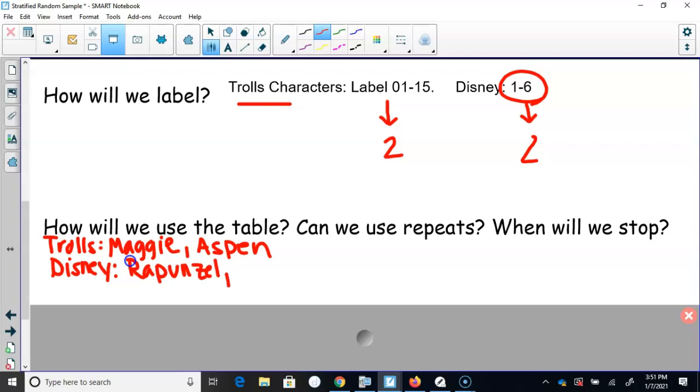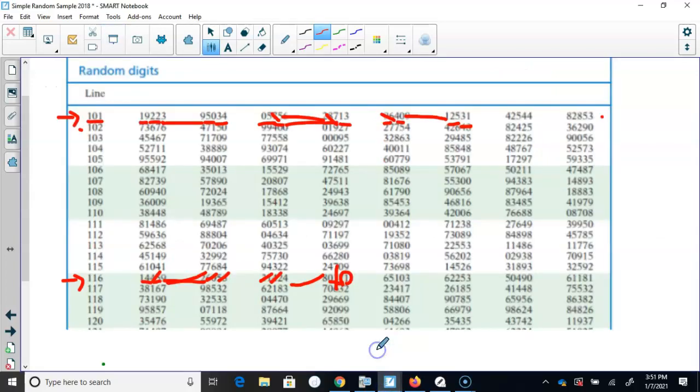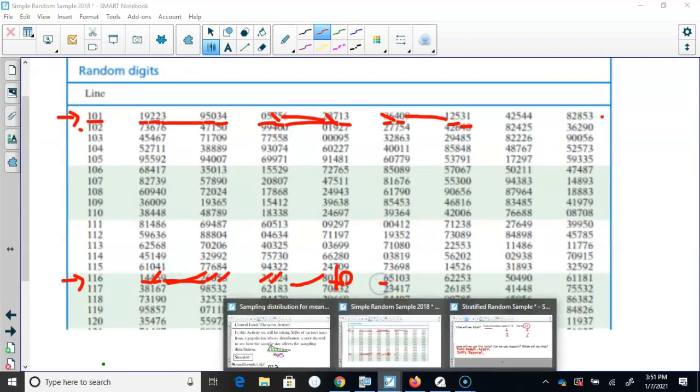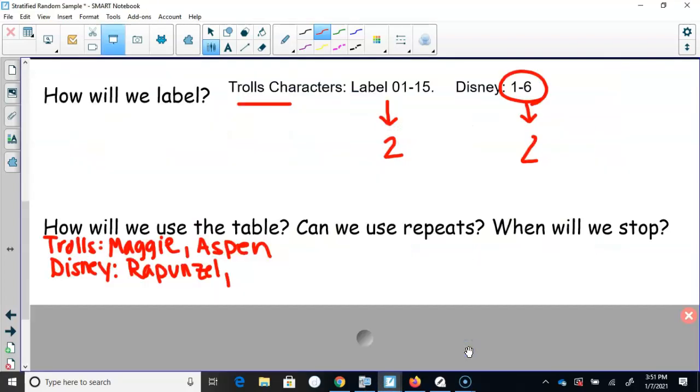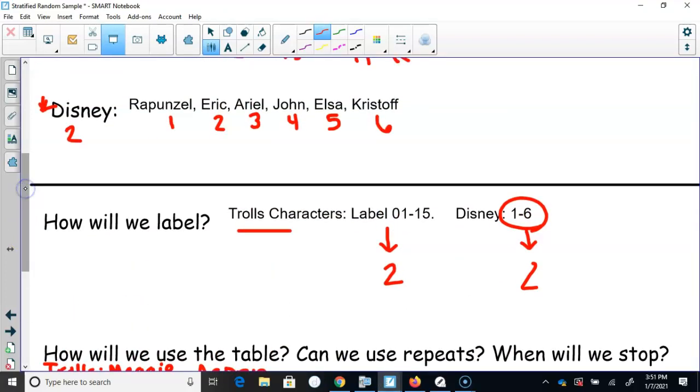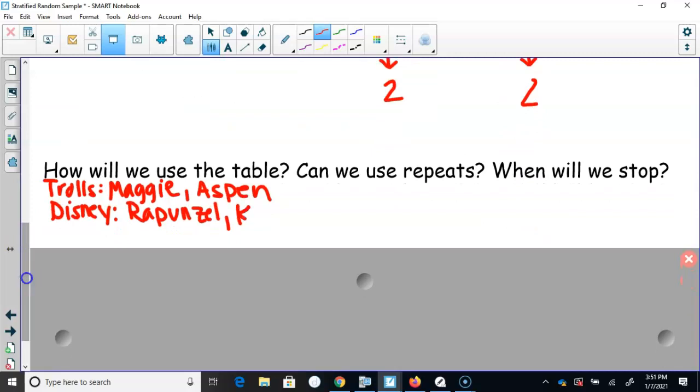Then I'm going to keep going because I need 2 from each. The next one is 6. Do I have a 6th character? If I look back, I do have a 6th character, and that is Kristoff right here. So that's my second one. Now I have a sample of size 4. And guess what? It's more representative of the population because I do have some Trolls and some Disney characters, okay?